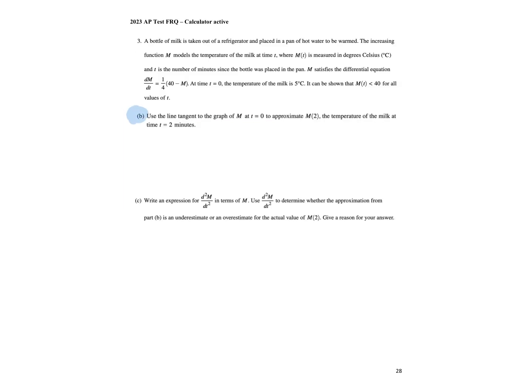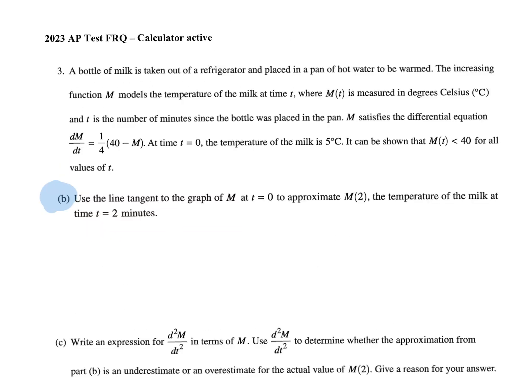And we're going to do the next one, just the first part as well. I don't care about the second part. Here we go. 2023. Wow, bottle of milk taken out the fridge, placed in a pan of hot water to be warmed. You know, what happened? So you guys, T is the number of minutes since the bottle was placed in the pan. Then we got the rate that bottle temperature is increasing or decreasing.